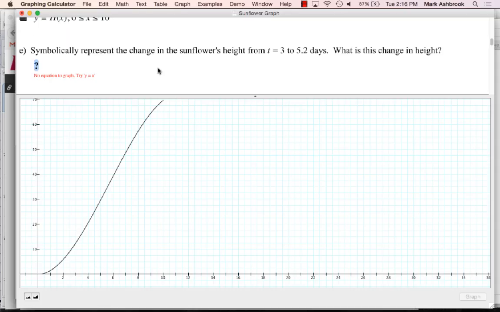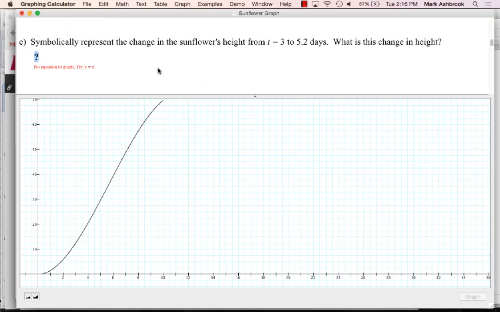So here's a non-graph question. Symbolically represent the change in the sunflower's height from t equals 3 to 5.2 days. That's what you worked hard on in your homework. How do we represent a change in height using function notation? Function notation.